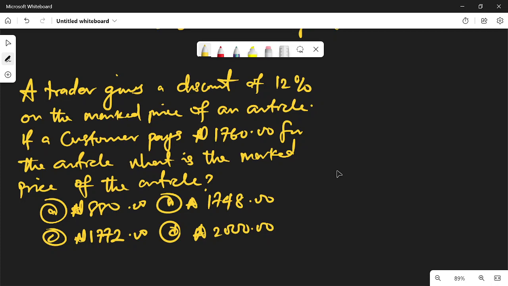So 1,772. Okay, so you should be able to mark yourself if you are right or wrong. 12% of this money is going to be how much?